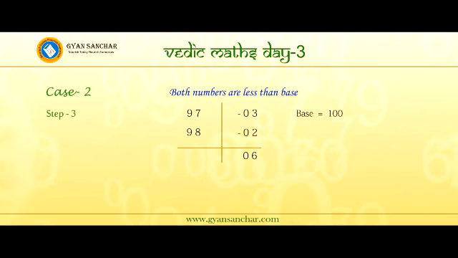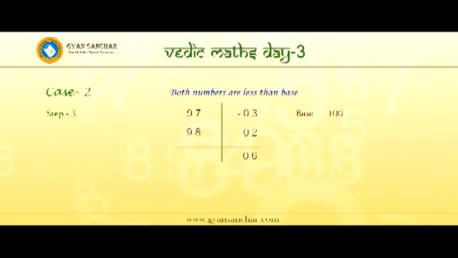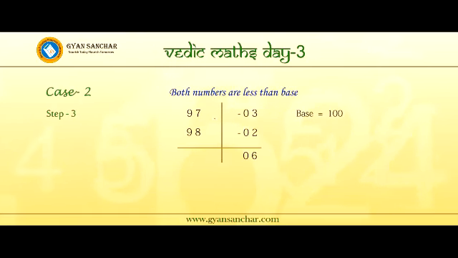Step 3. For LHS, we simply add either pair of numbers diagonally, that is either the sum of 97 and -2 or 98 and -3, so we get the result as 95. Final step. We get the net result by combining LHS and RHS, that is 9506.